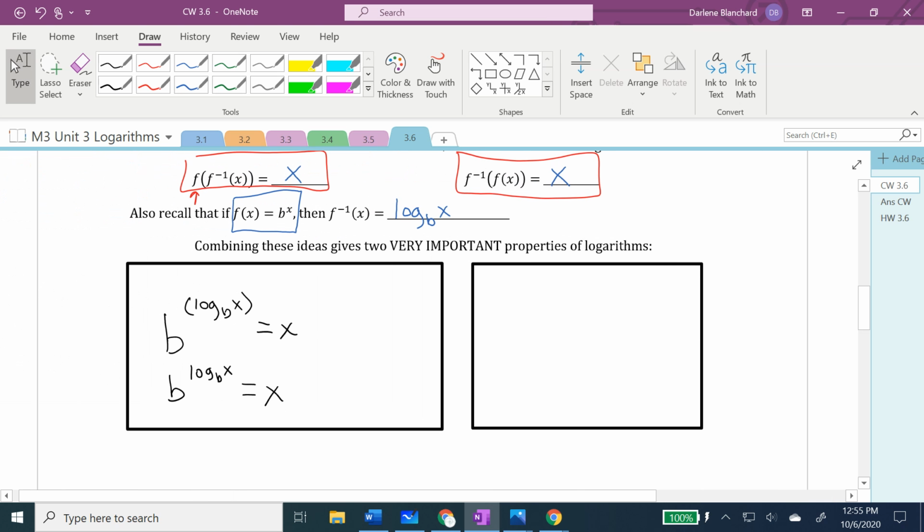Okay. Then the other way around, if I start with the inverse, then that's log base b of, but instead of putting x, I substitute in b to the x power. I am supposed to get out x. And it doesn't have to have the parentheses. Again, that was for emphasis.